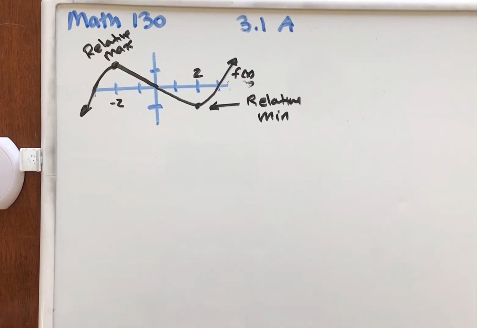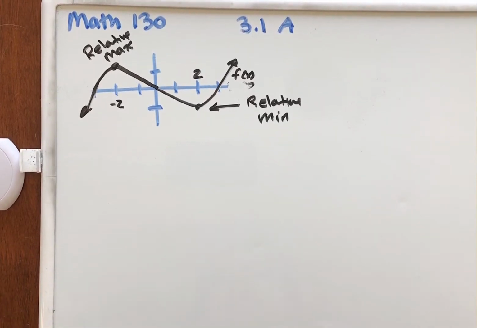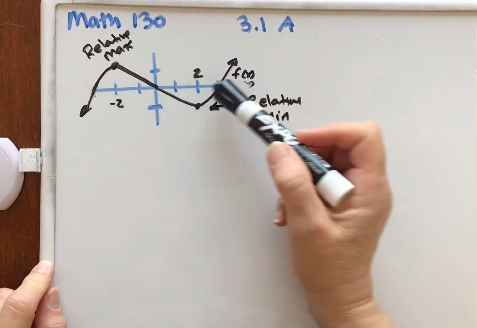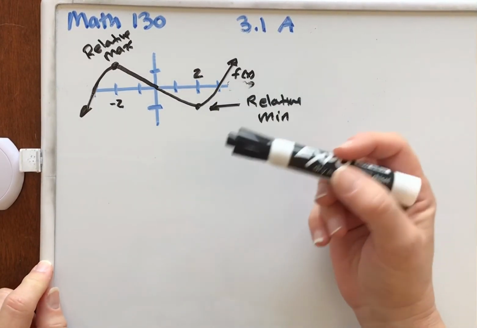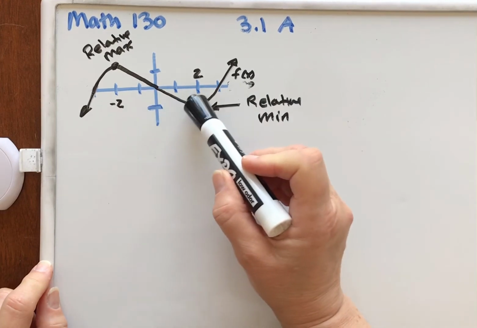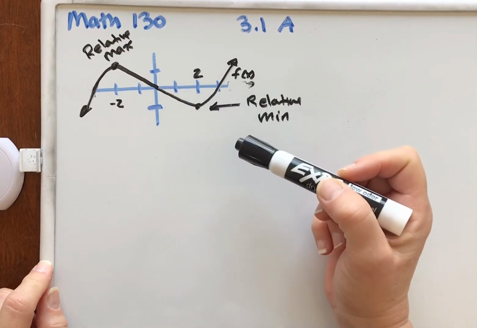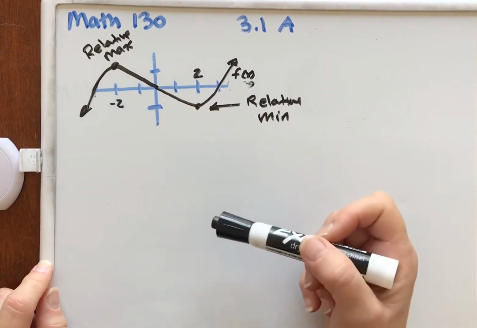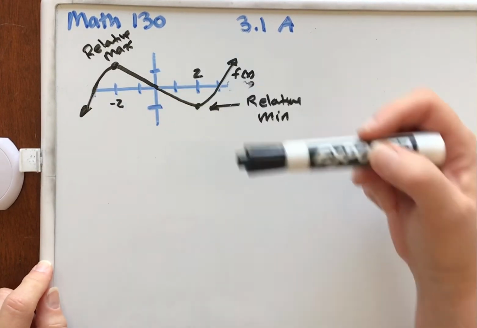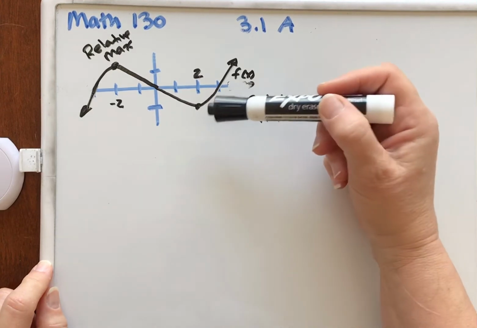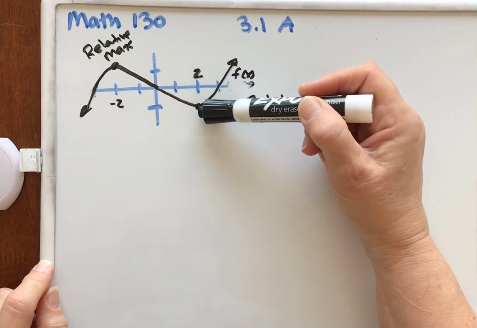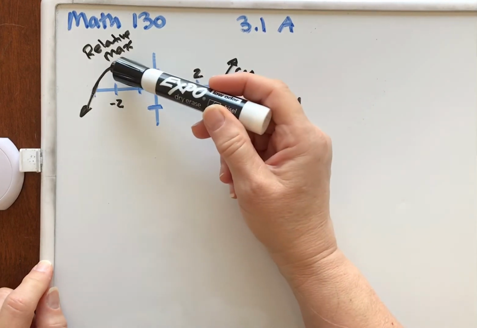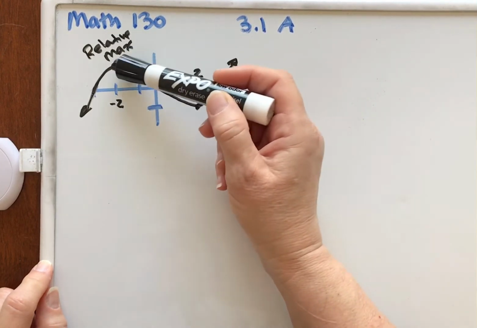Hi, 3.1a. I'd like you to make this graph. Just make a y and x axis. Go out to 1, 2, 3. And then go out to -1, -2, -3. Just go up 1, down 1. And you're going to put a little dot here at 2, -1. And then put another point here at -2, 1.